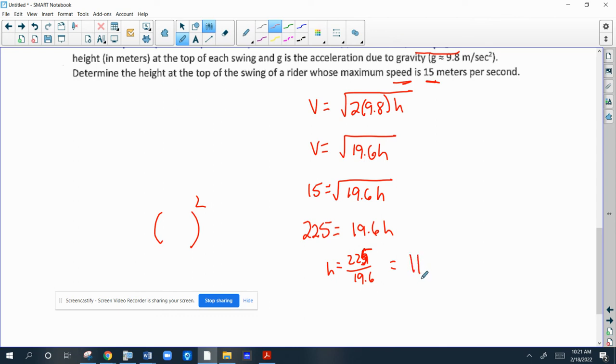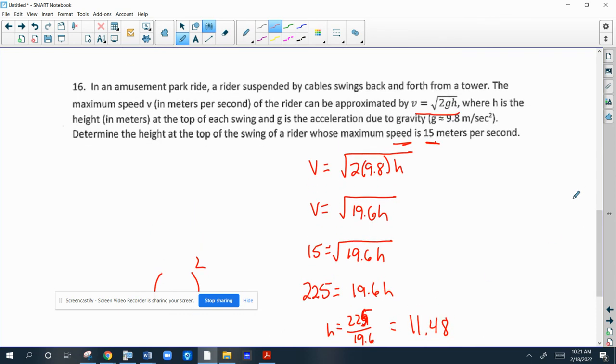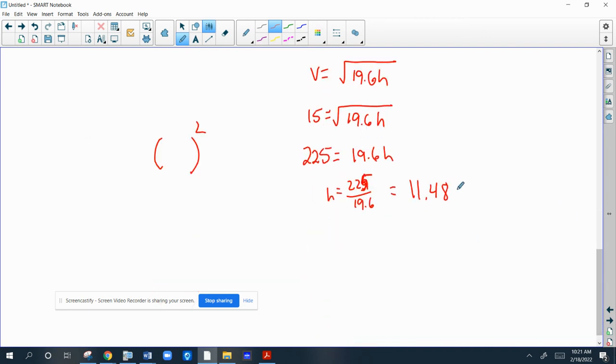I'm assuming they're nearest hundredth, even though they didn't say. So 11.48. And to figure out the units of that, we'll just look at the problem. It says height is in meters. So since I just solved for height, there you go. So that was page 3 and the last page of your review. There will be one more video showing some calculator stuff. If you're interested in watching that, please do.